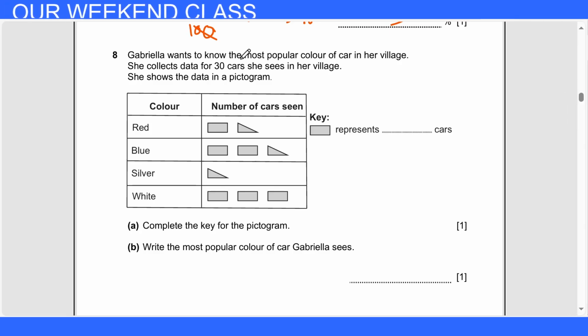Gabriela wants to know the most popular color of car in her village. She collects data for 30 cars she sees in her village. She shows the data in a pictogram. Color: red, blue, silver, white. Number of cars seen. Key: a small rectangle represents blank cars. Then there are a rectangle and a half, 2 rectangles and a half, a half, and 3 rectangles. A, complete the key for the pictogram. 10 seconds.